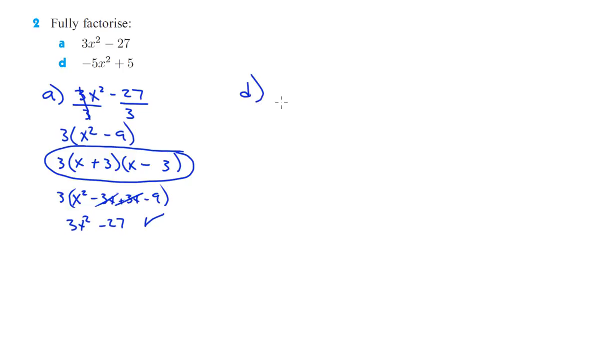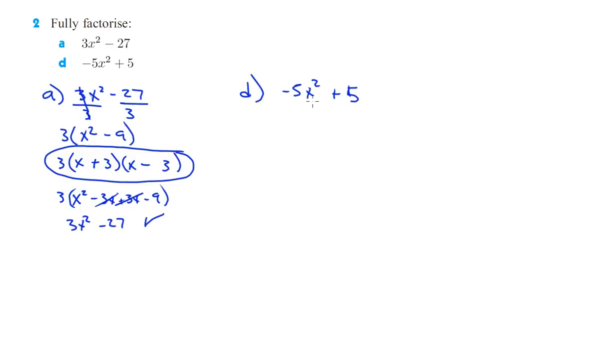Okay. D, negative 5x squared plus 1. What do those both have in common? Most people say it doesn't have anything in common. Oops, plus 5. Now it does. Now it's got the 5.